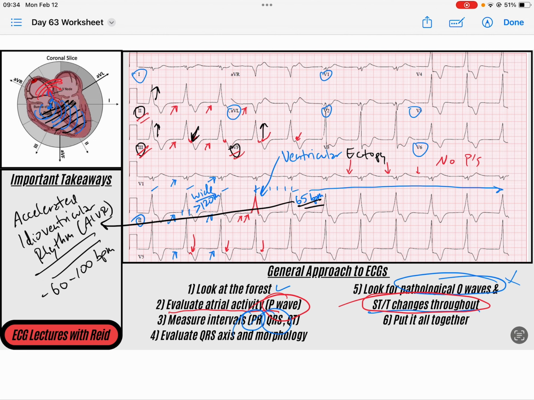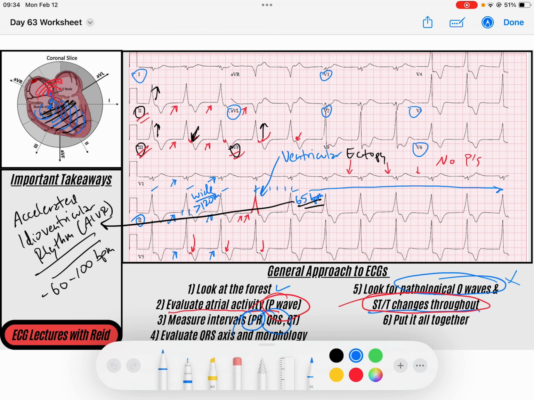So let's put this all together and make our diagnosis. So we've got a ventricular ectopic rhythm at 65 beats per minute. We would call that accelerated idioventricular rhythm, plus or minus retrograde P waves. What we do know is that there are no sinus P waves, so we can definitely say their sinus node is not causing atrial depolarization.